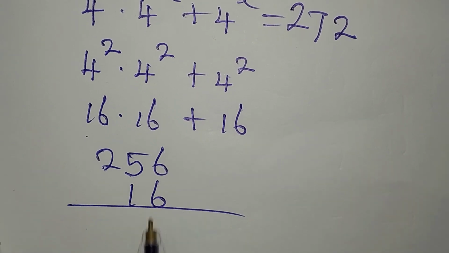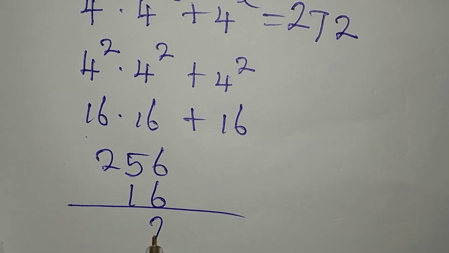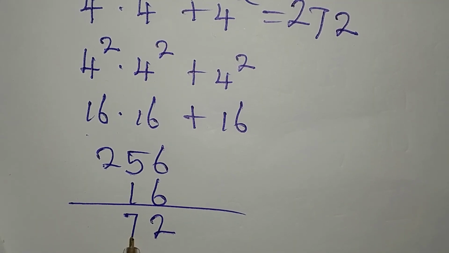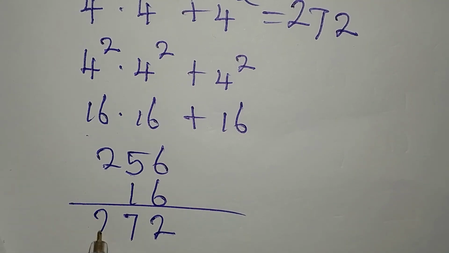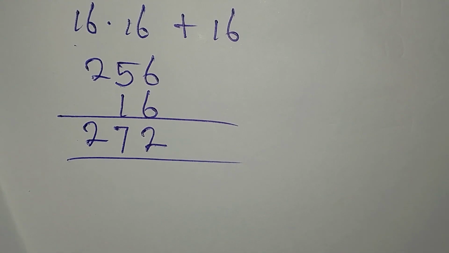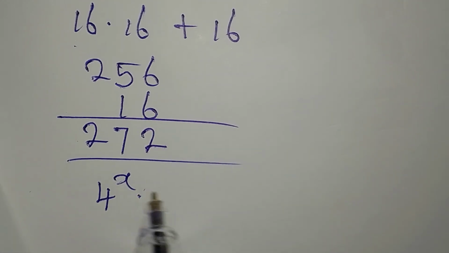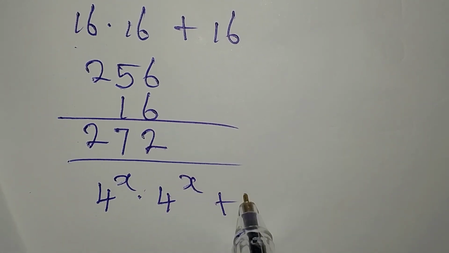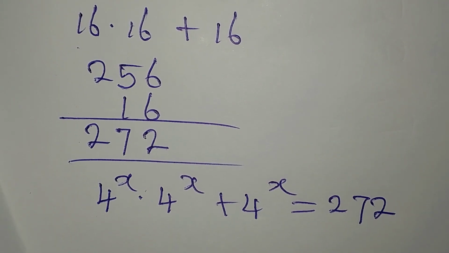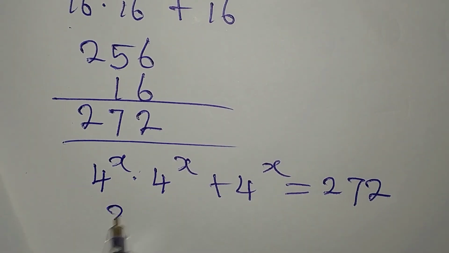6 plus 6 is 12. 5 plus 1 plus 1, that is 7. And then we have 2 over here. And that is the 272 which we have, because the equation is 4 to the power of x times 4 to the power of x plus 4 to the power of x equals 272. So we are very correct to say that our x is 2.